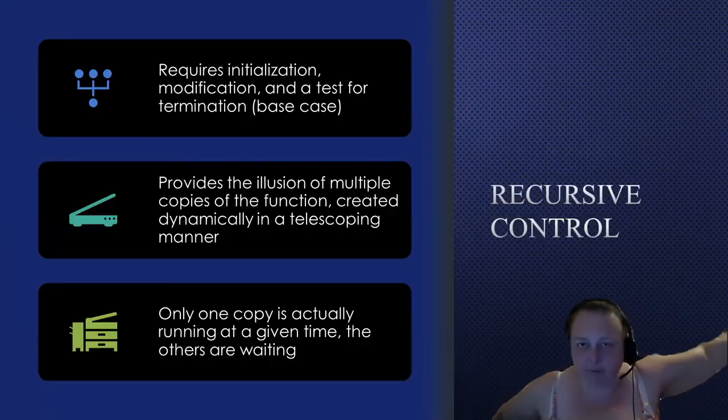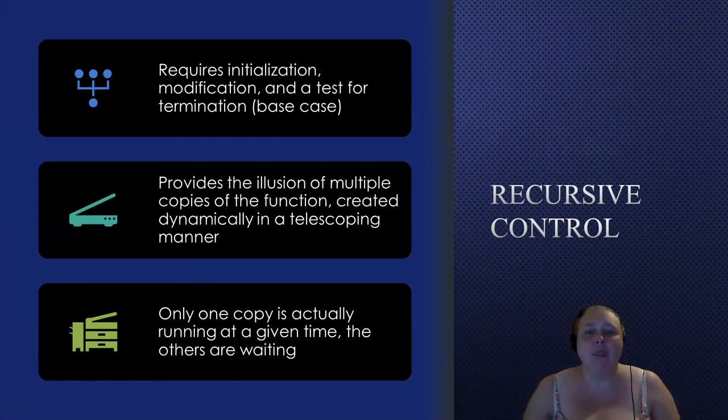Now, let's get away from all that. Recursive control. The way that you control these looping functions and these repeating functions is that you've got to have, remember, I said there's an initialization, a modification, and some sort of test case or a termination. It's going to provide the illusion that it's making multiple copies of the same thing, creating kind of like a stack of all these things that are happening at the same time, but only one copy is actually running, the one that you are currently in. Eventually, the others are waiting to see what the result of that is.